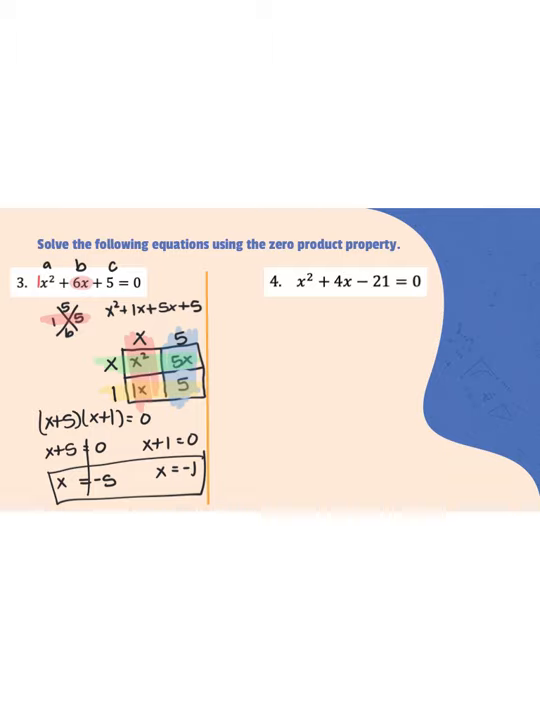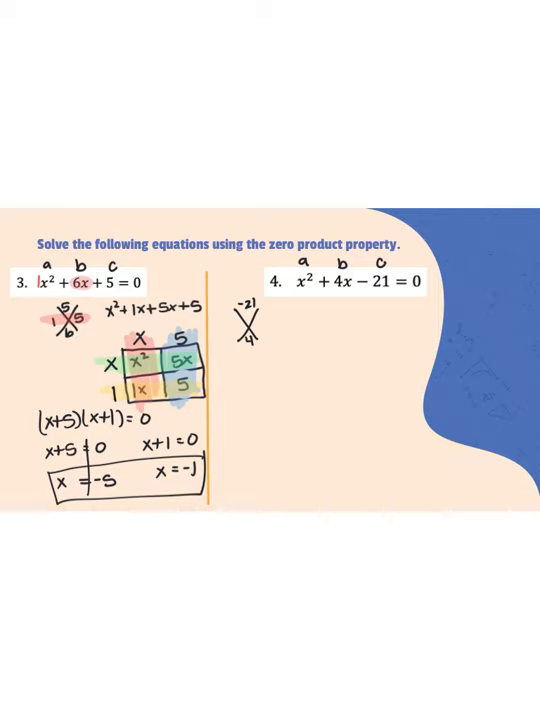I have x squared plus 4x minus 21 equals 0. So again, this one doesn't have just our factors already. So now we have to factor it. So I'm going to go ahead and start that. Start with my X. I have my A, my B, and my C. So I know negative 21 is going to go on top, and that 4 goes on bottom.